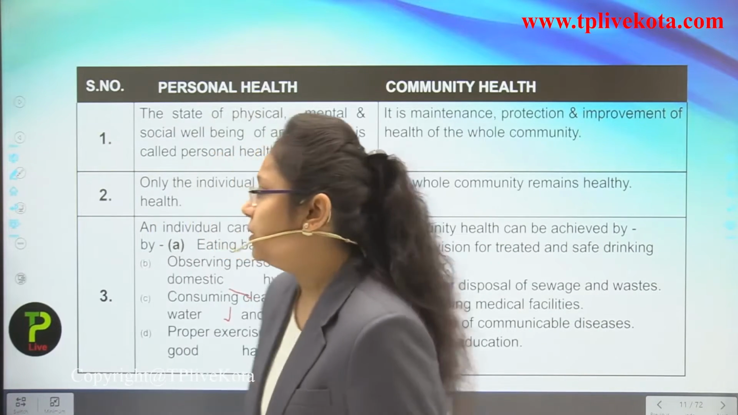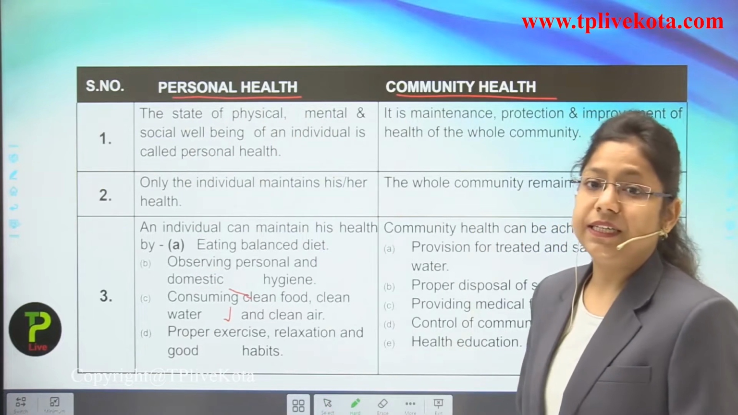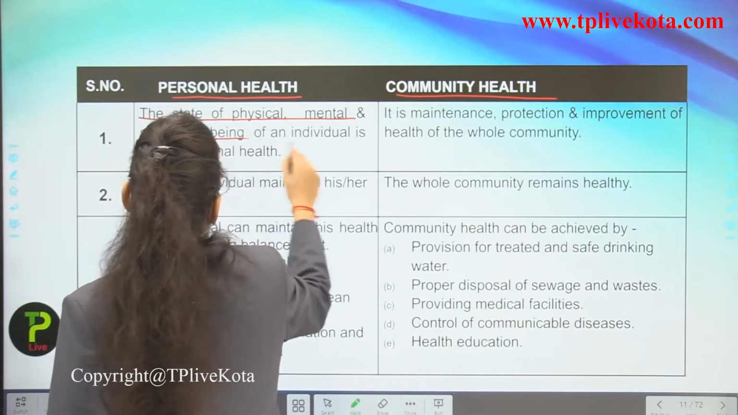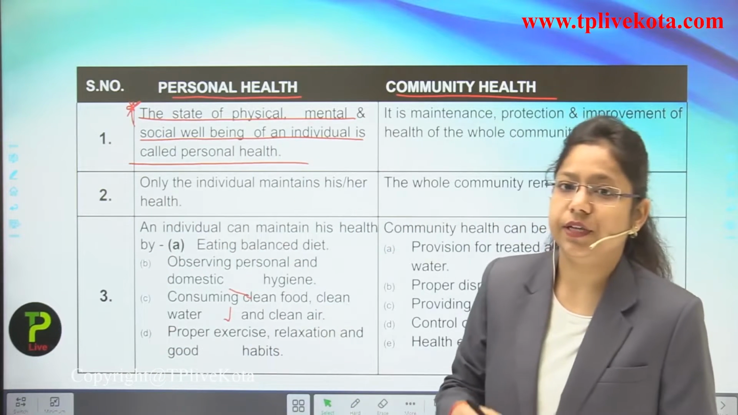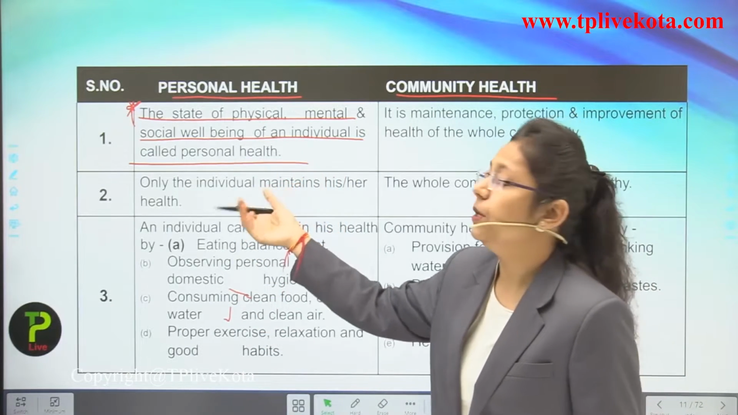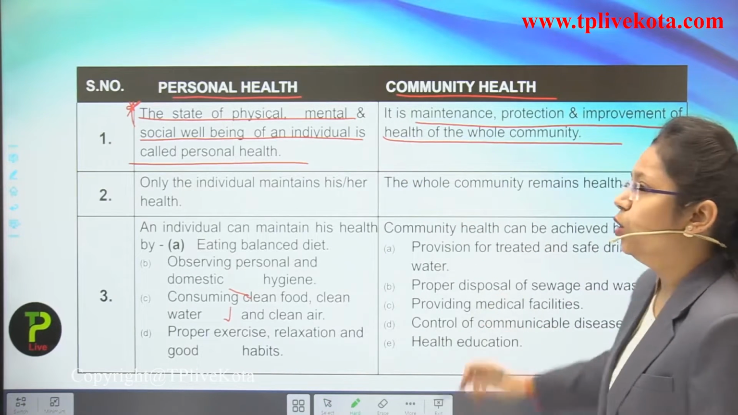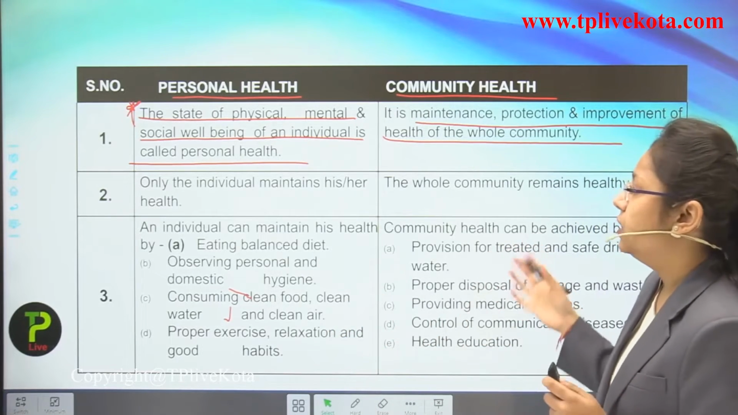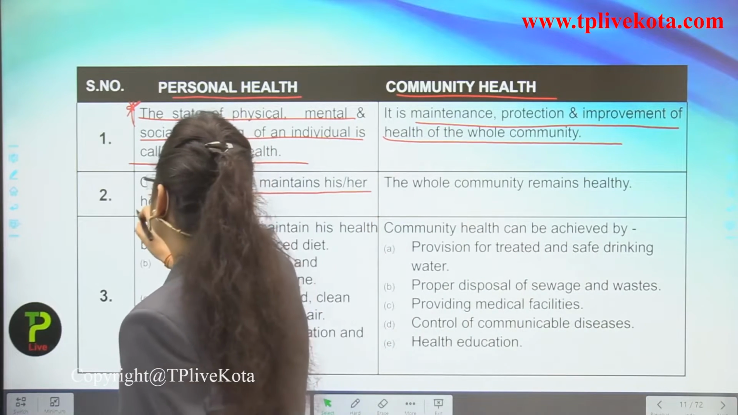Okay, now students, we are going to see the differentiation between personal health and community health. What are the basic differences between the two? Let us see the first point. The state of physical, mental and social well-being of an individual is called personal health. If we are taking care of only ourselves, and we are mentally, socially and physically fit, then we are considering personal health. But community health, students, is the maintenance, protection and improvement of the health of the whole community. So if we are taking care of the whole community, then we are maintaining community health.